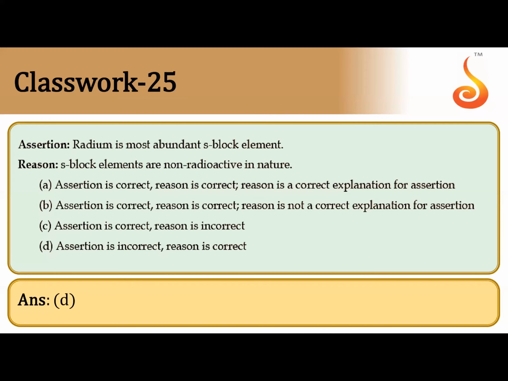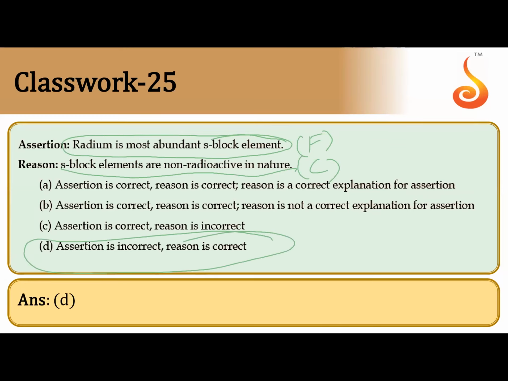Radium is the most abundant element of the s block. This is not true. Radium is not abundant. False. s block elements are non-radioactive in nature. This is correct. So assertion is incorrect. Reason is correct. Option D is the correct answer.